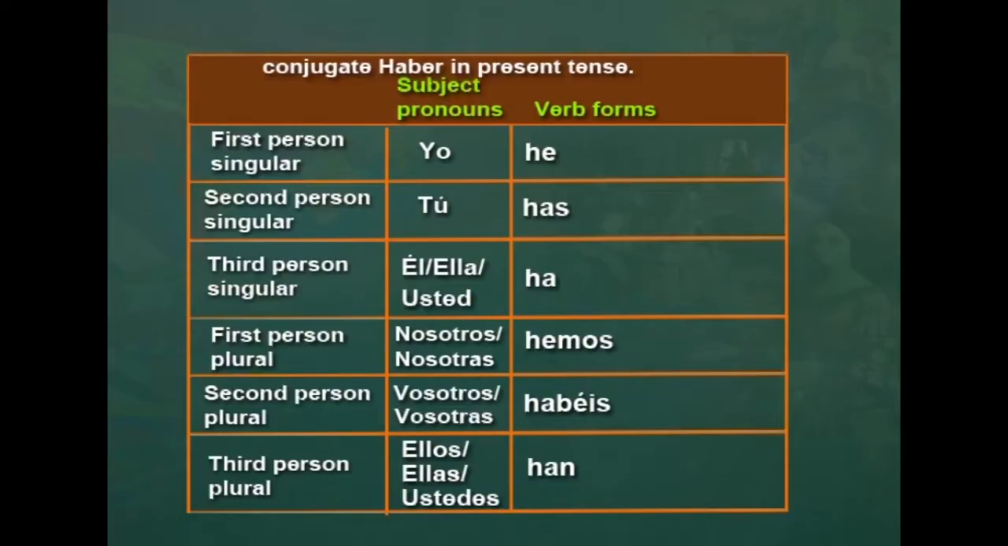Let us conjugate haber in present tense, that is yo he, tú has, él ha, ella ha, usted ha, nosotros hemos, vosotros habéis, ellos han, ellas han, ustedes han. So, you got it? He, has, ha, hemos, habéis, han. Learn this. It is a very important auxiliary verb. You should always remember this auxiliary verb haber, since this is the only auxiliary verb to be conjugated in present, past and future in different tenses and moods in Spanish.